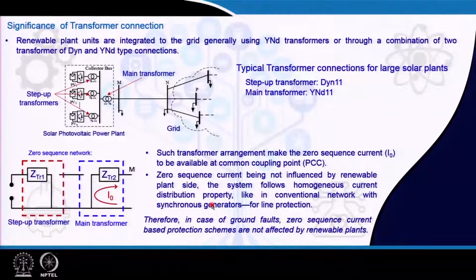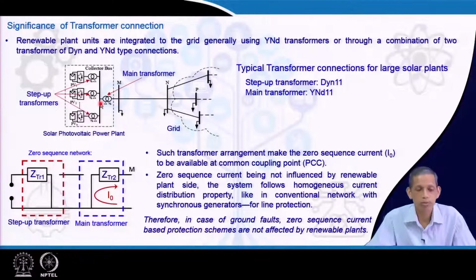However, these protection approaches, as in a conventional synchronous generator, are involved with ground faults only. Therefore, in case of a ground fault, zero sequence current based protection schemes will not be affected even in the presence of renewable plants with such transformer connection, and that is the significance of the transformer connection.